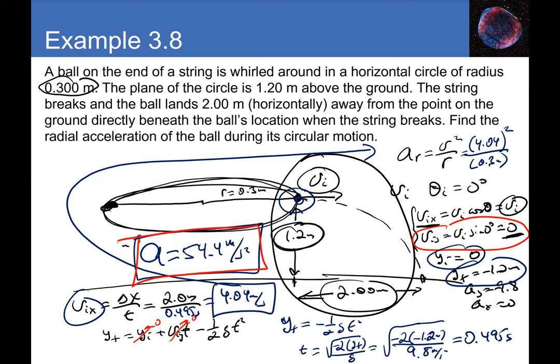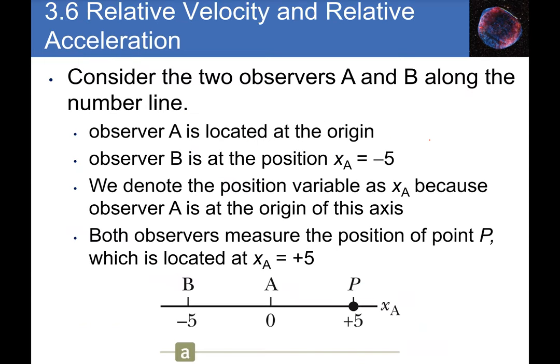All right, so you can see that sometimes a problem can involve two concepts. You have to understand and be able to break it down into two portions. Use this to find the initial velocity at which the ball is moving around by using the projectile concept, and then use that to solve for the radial acceleration. All right, so the last thing is kind of like a long chapter. The last thing we have here is relative motion.